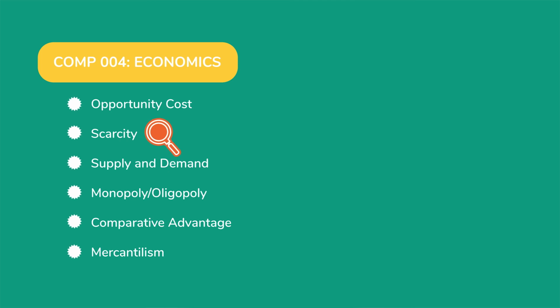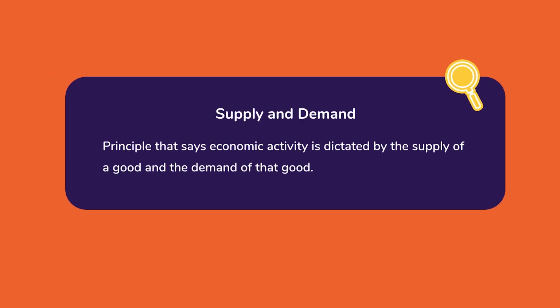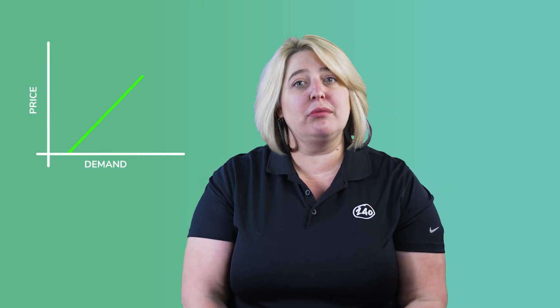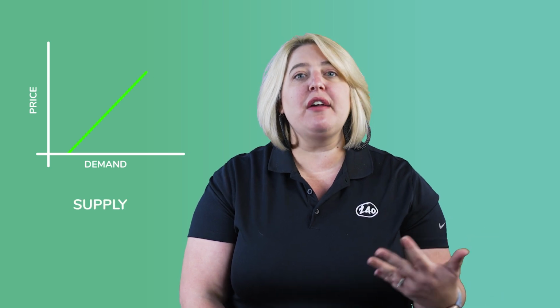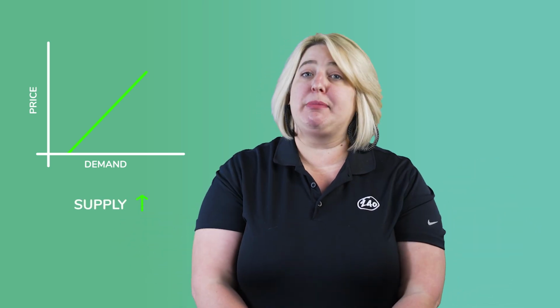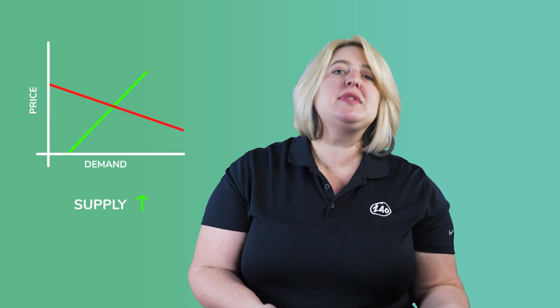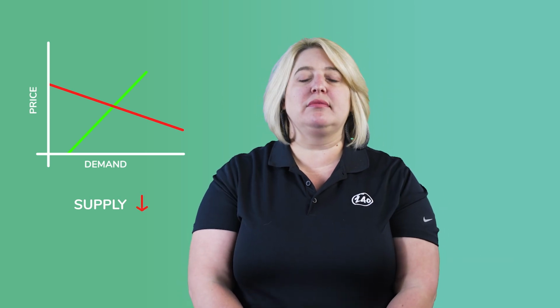Related to scarcity, the third is supply and demand. It's a really basic economic concept. In short, it says that economic activity is based on two forces, the supply of a good and the demand of a good. Hence, the principle of supply and demand. Really creative naming skills, those economists. Anyway, generally, when demand goes up, price goes up. So the supply of that good will go up. When demand goes down, price dips, and the supply of that good goes down.